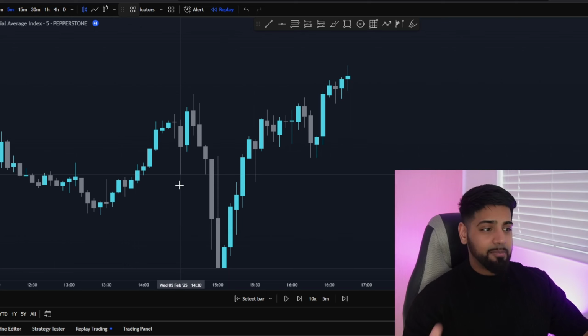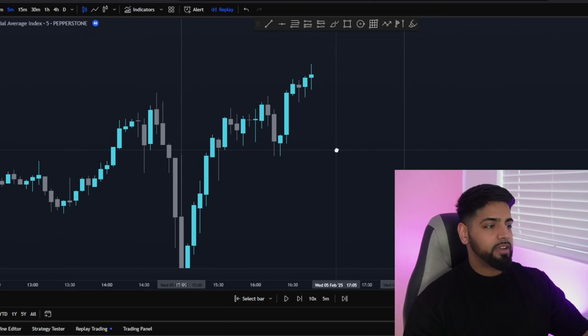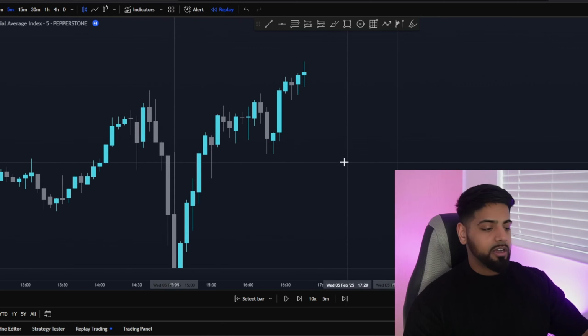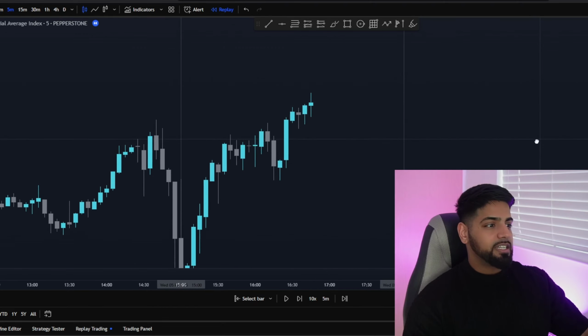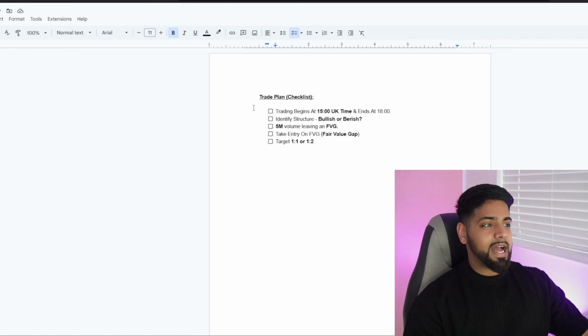And the second step is to make sure that we are trading within our time window. So let's take a vertical line and place it right here at 3 p.m. And then we're going to put another line right here at 6 p.m. So within this 3-hour window is the only time we're going to be looking for trade setups. So now that we've got our trading window and we've identified our structure, what we can do is tick off the very first 2 boxes.